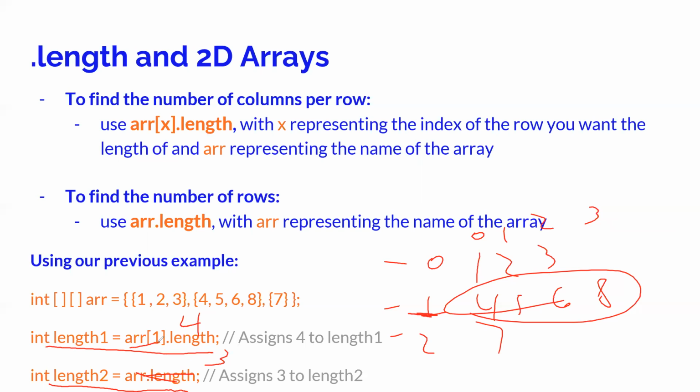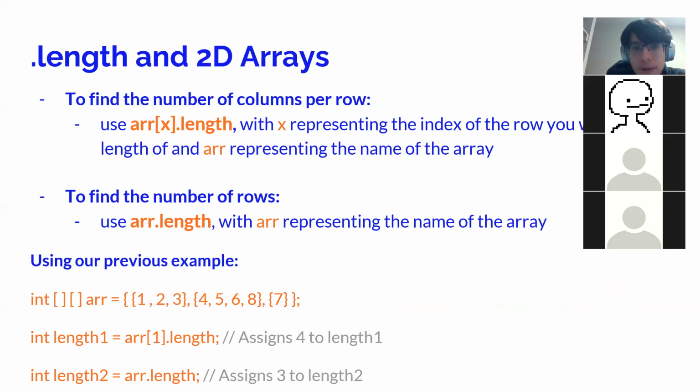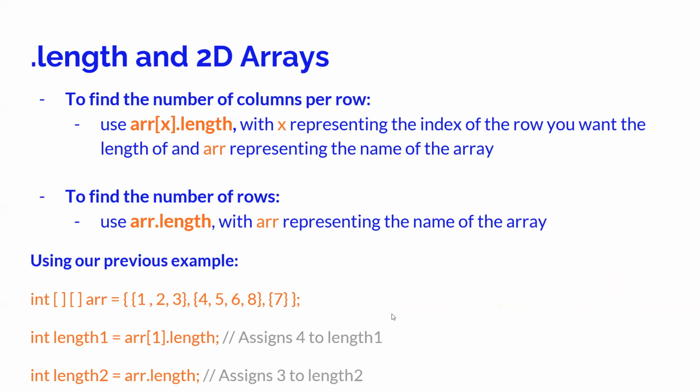So if I put something in here, that'll give me the number of columns in that row. But if I just do AR.length, that gives me the number of rows. So .length is the number of rows, and AR sub 1, for example, .length is the number of columns in row 1. Does that kind of make sense? All right, I can ask you a question in chat or just talk, doesn't matter.